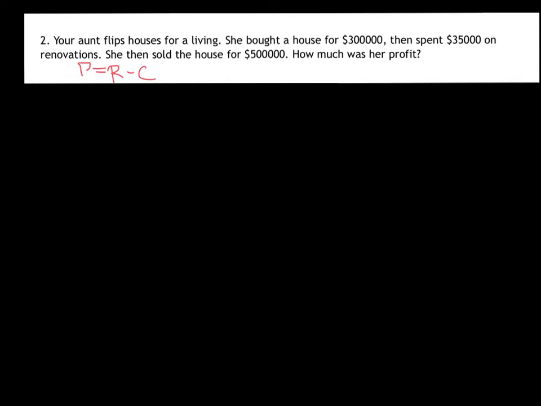So actually, in this case, the $300,000 is a cost that your aunt had to make. Also, the $35,000, it's what we call an expense, but it's part of our cost. So these are both parts of the cost. On the other hand, the selling price, the $500,000, is actually going to be our revenue. If it helps you, sometimes you can think of revenue as just being a fancy way to say selling price.